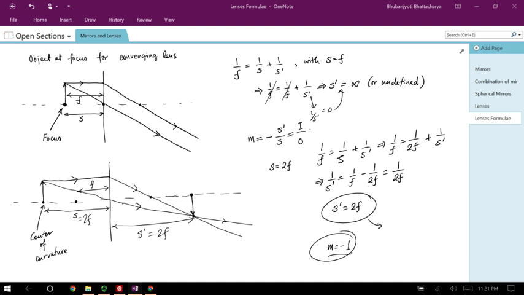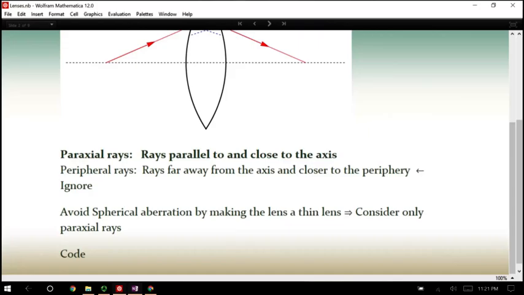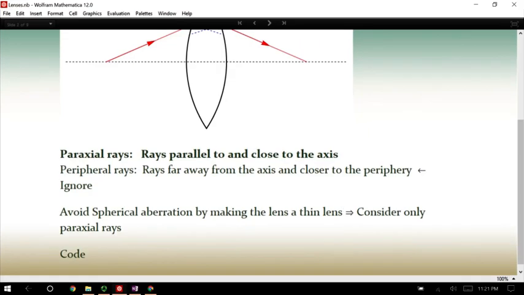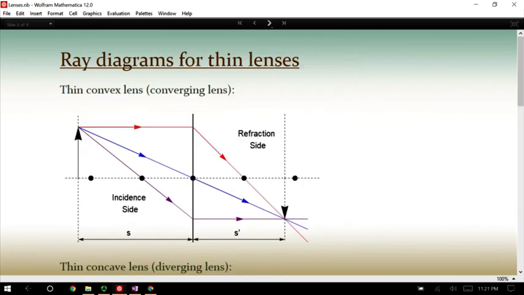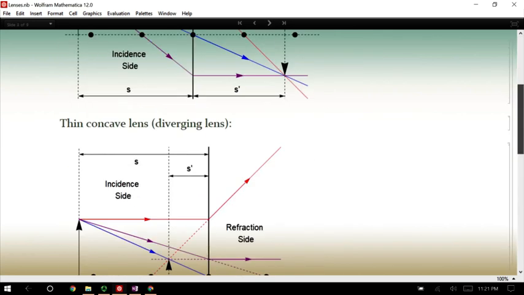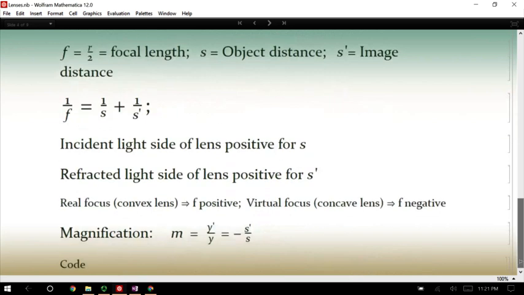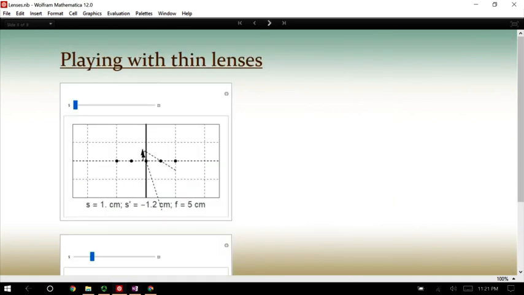More detailed examples can be found by just working them out. So I have a sort of a display over here. Let me go to the display and we will see how we can manipulate the different distances. So here is a video that you can actually play with, right? So when I put the object at the center of curvature, you see the image is formed at the center of curvature on the other side.